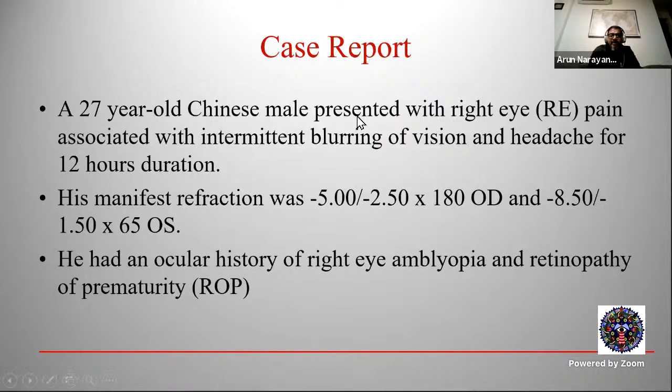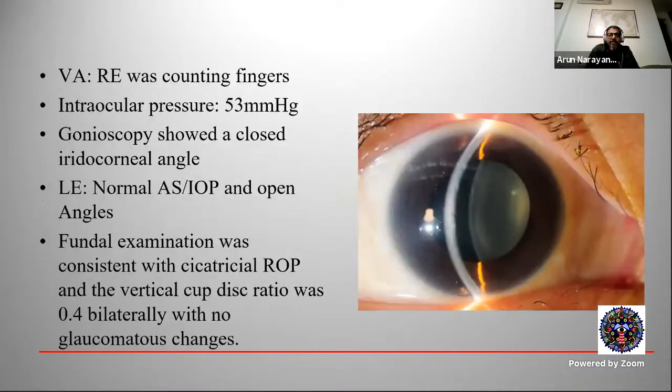So again, to re-emphasize how we can use imaging when really necessary. This is an example of a 27-year-old Chinese male who presented to some of my colleagues with pain in the right eye, intermittent blurring of vision, and a headache for about 12 hours. His refraction was known prior. He was a myope of -5 and -8. He had a history of right eye amblyopia and retinopathy of prematurity.